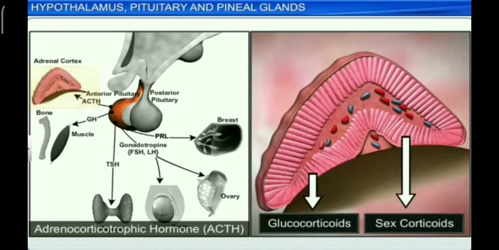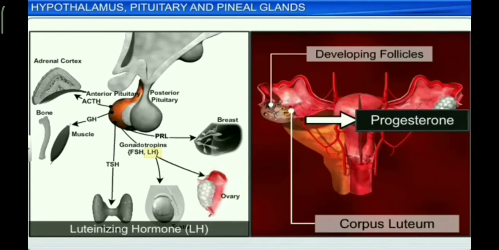Next is adrenocorticotropic hormone or ACTH or adrenocorticotropin. It stimulates adrenal cortex to produce and secrete its hormones. It maintains functioning of adrenal cortex, and the hormones released are glucocorticoids and sex corticoids. LH or luteinizing hormone.